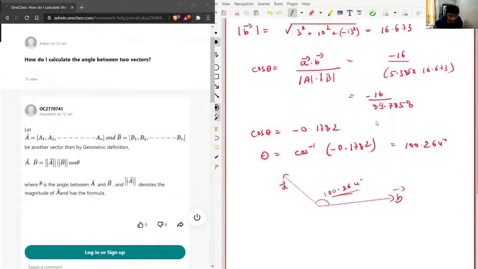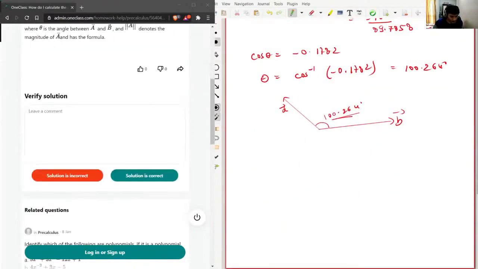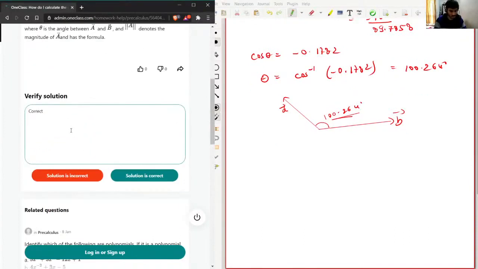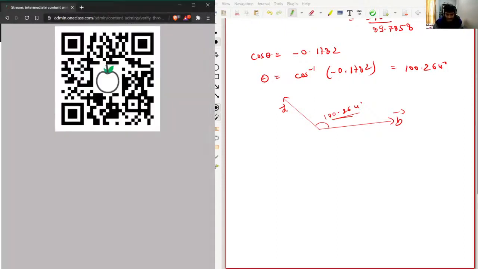So I guess this was question number 5. And yeah, that is all for this question also. So correct answer. Good work. We'll be going with question 6.